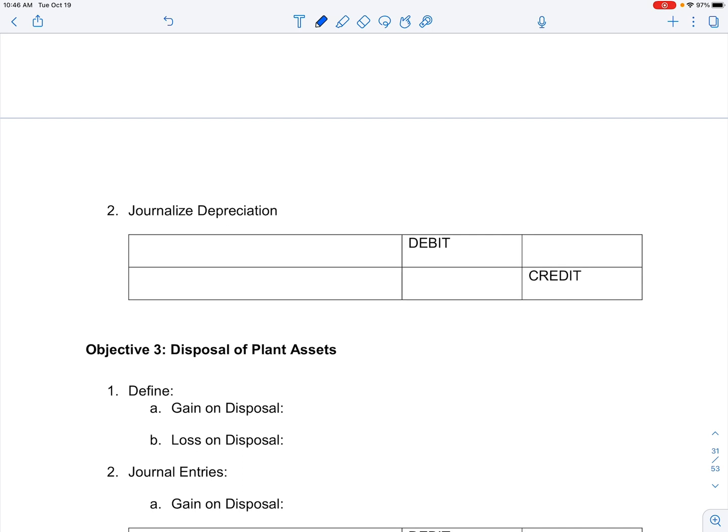Of course, there's journal entries that go along with depreciation. We've done these before when we talked about adjusting journal entries at the end. We're going to debit that depreciation expense, credit your accumulated depreciation. So that should be a review for you.